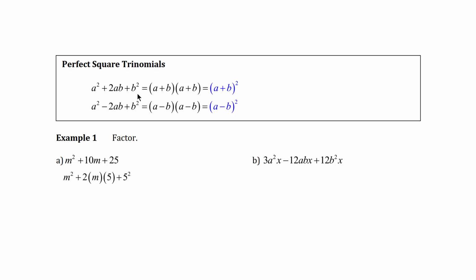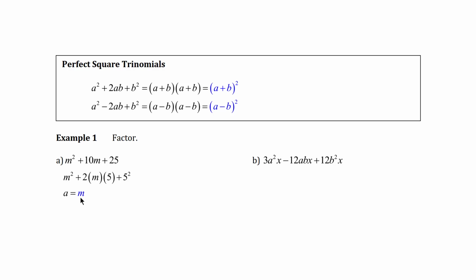So what we need to do is find our value for a and b. Now, because I rewrote it in this format, you could see our value for a would be m, and our value for b would be 5. However, if I didn't rewrite it in this format, to find your value for a, we just take the square root of the first term, m squared. This would just be m, so I have a is equal to m.